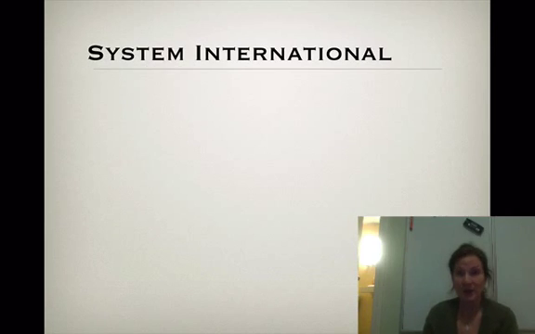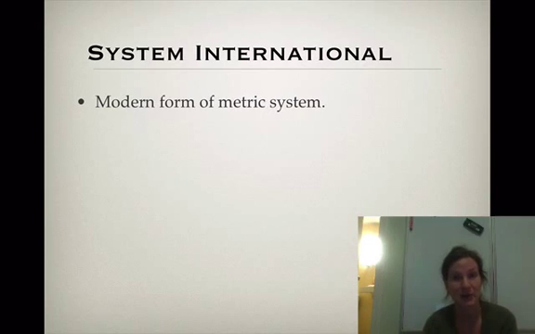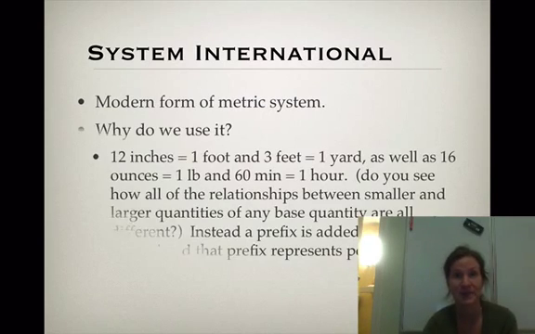When we measure things in the lab, we'll be using the SI system, or the Système International. It's our units, okay? The units that we'll use in science. If you have heard of the metric system, this is the same thing essentially. Okay? It's the modern form of the metric system. Why do we use it? We use it because it's easy.